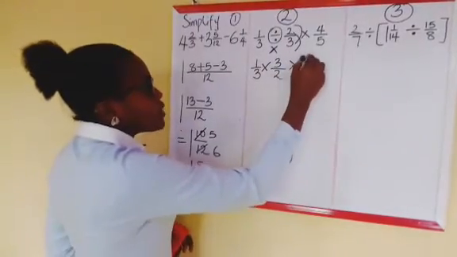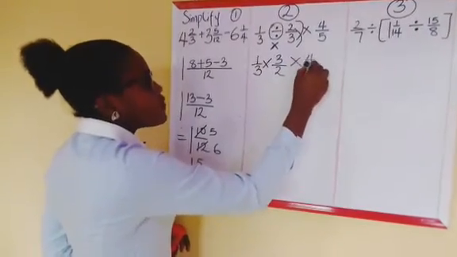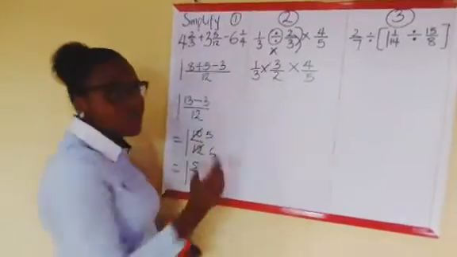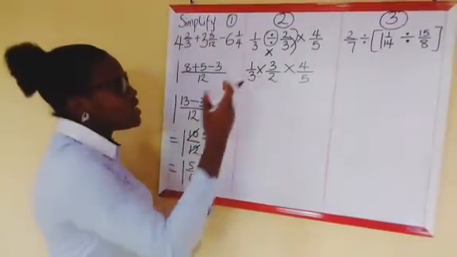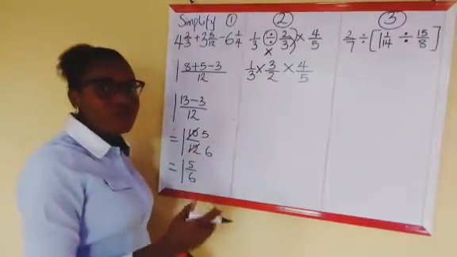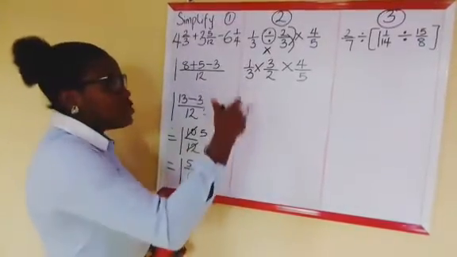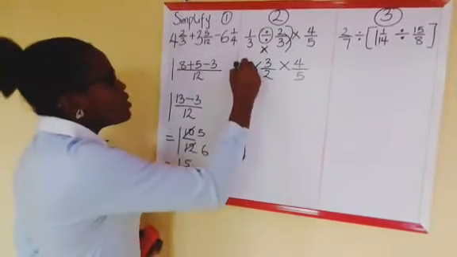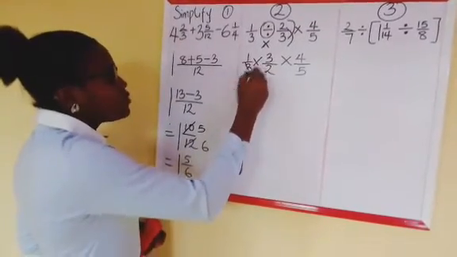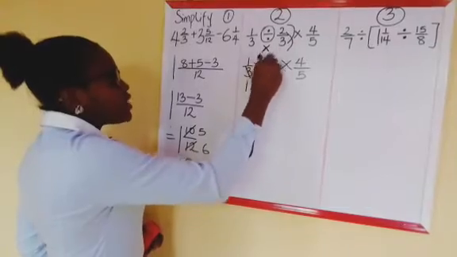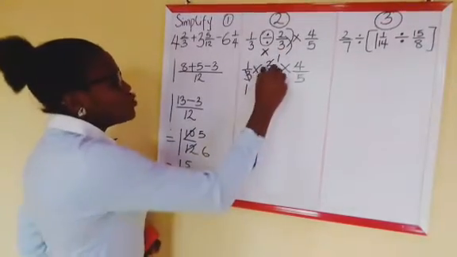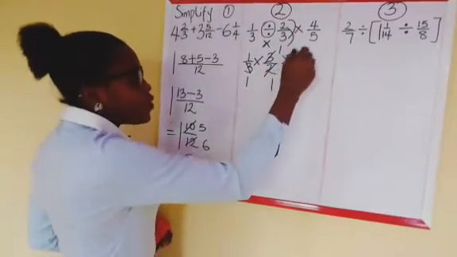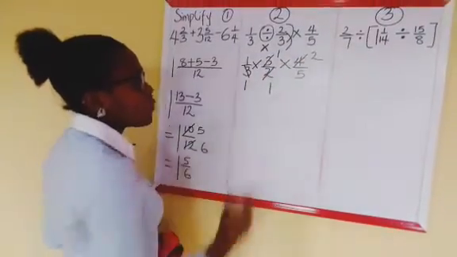We still have our times 4/5. Now, whenever you have multiplication in a fraction, the easiest thing to do is to cross out. You divide denominator by numerator. 3 divided by 3 is 1. That same 3 divided by 3 is 1. 2 divided by 2 is 1. That same 2 divided into 4 will give you 2.